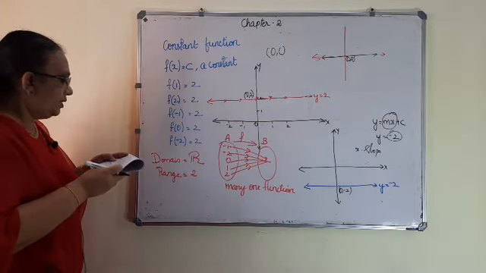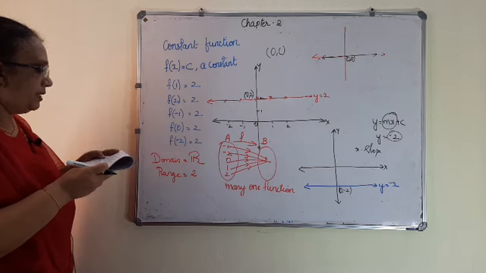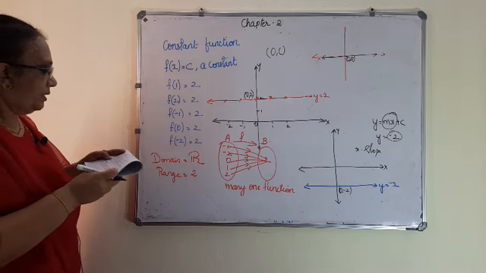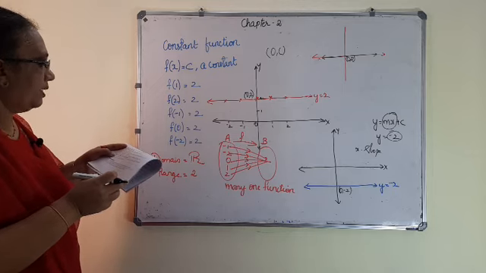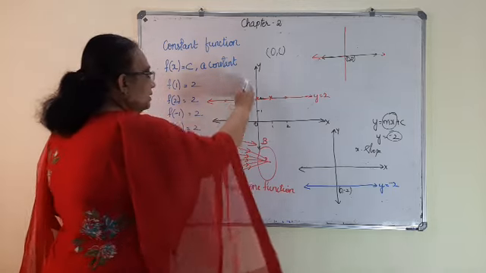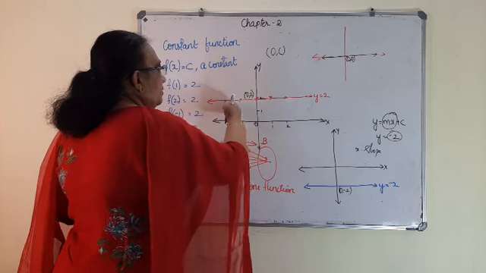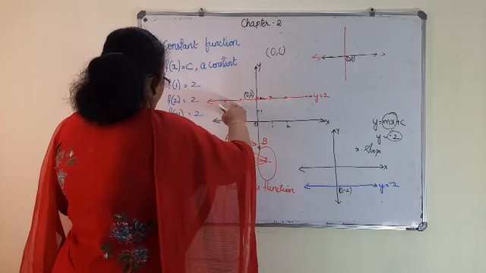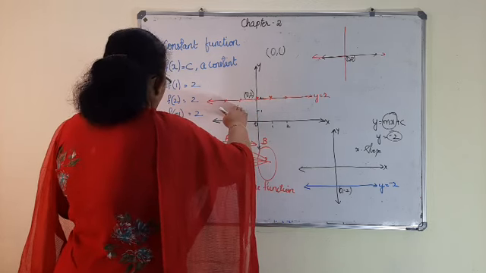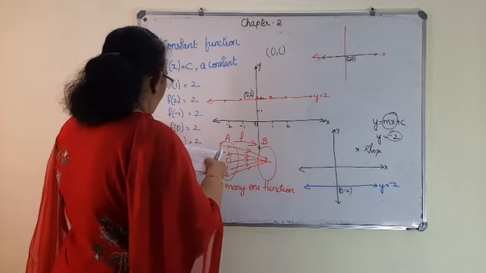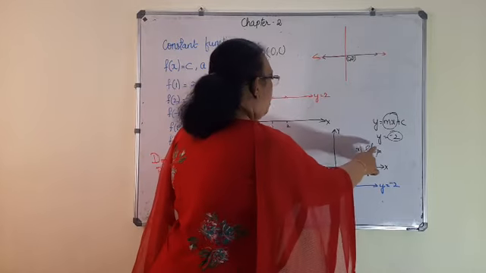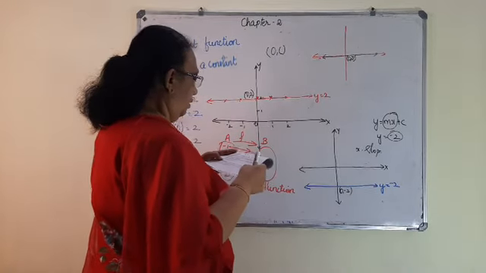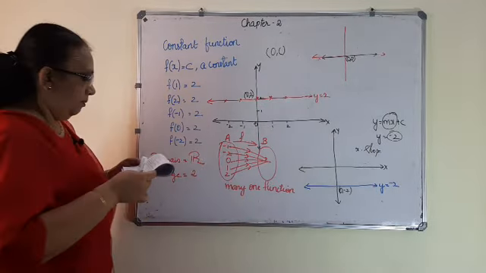It is an even function as its graph is symmetric with respect to the y-axis. Since it is symmetric with respect to the y-axis, it is an even function. The slope of the constant function is always equal to 0.